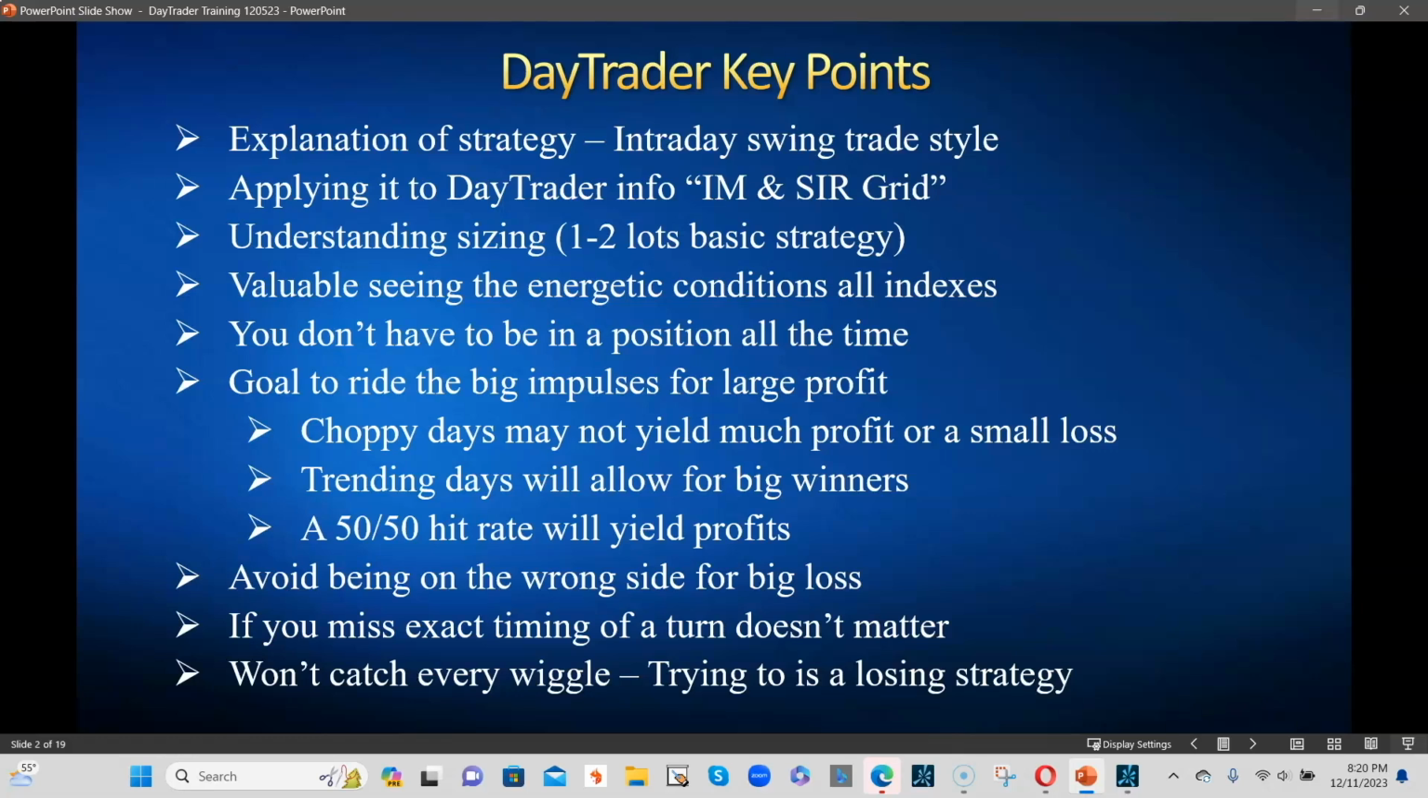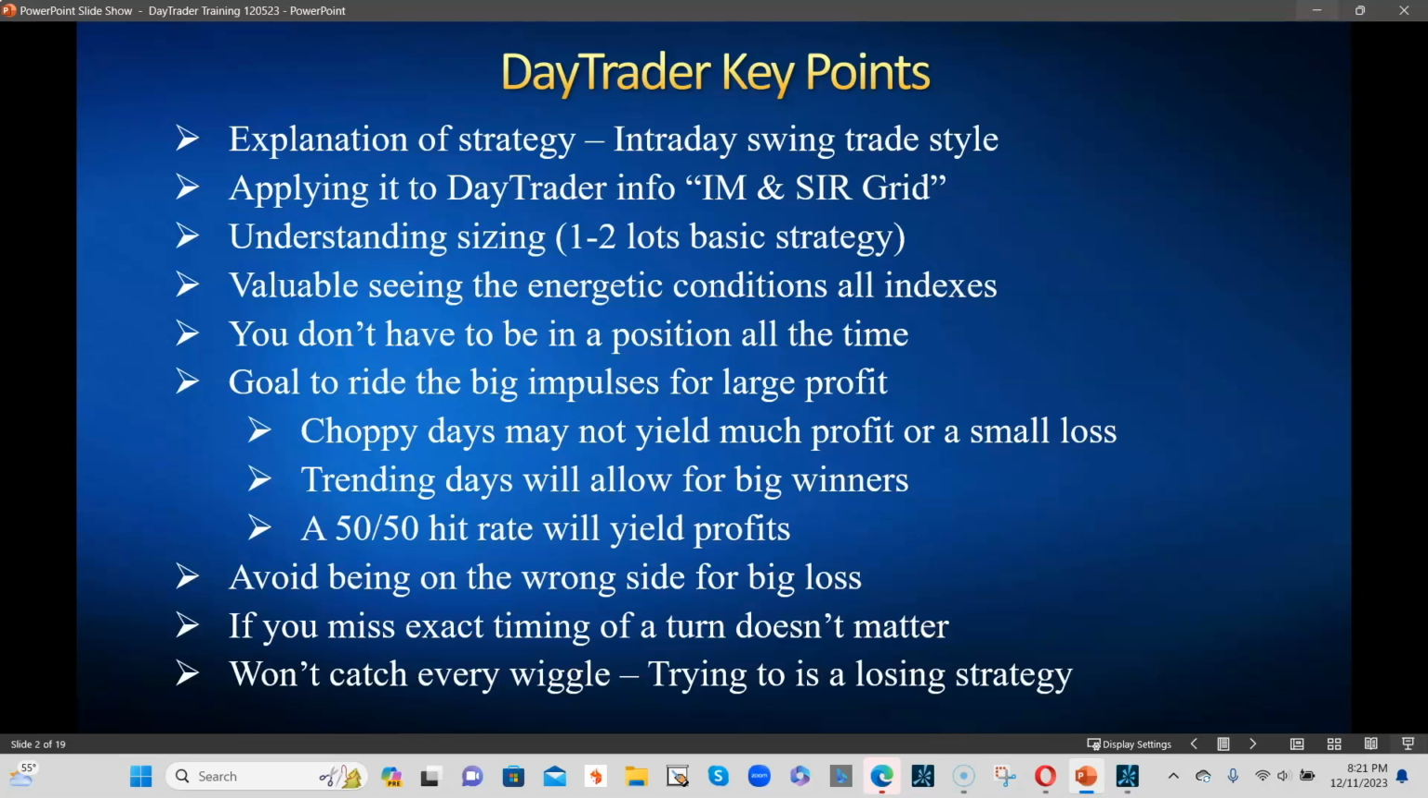If you miss the exact timing of a turn, it doesn't matter, because you're essentially going to be still riding the energetics in the market in the right direction. You might not take the long ride on something, but you still will be on the right side, and you will not catch every wiggle. And I said before, trying to do so is a losing strategy.